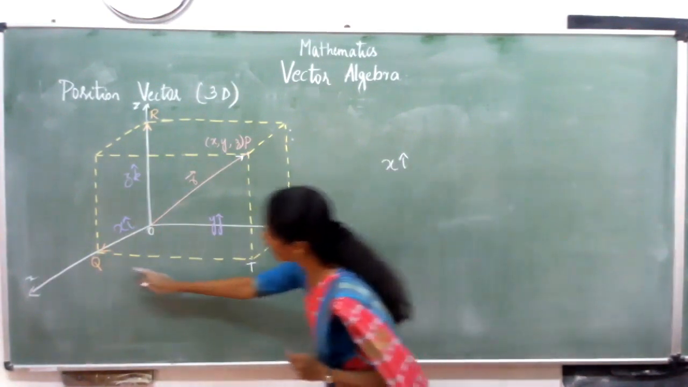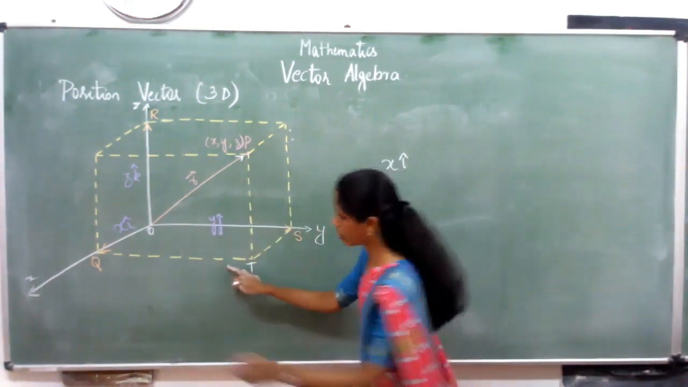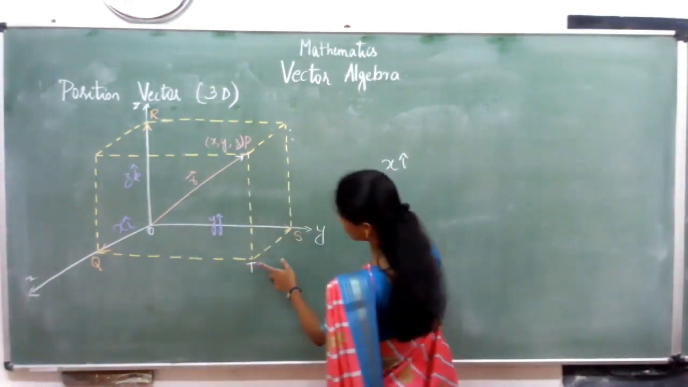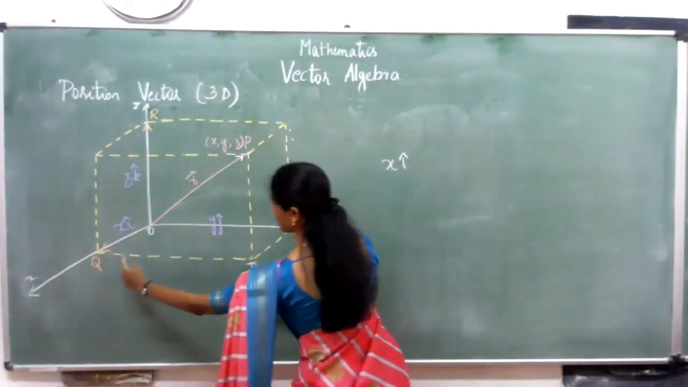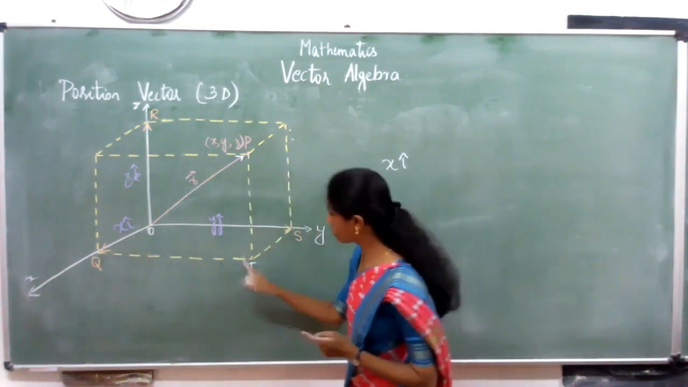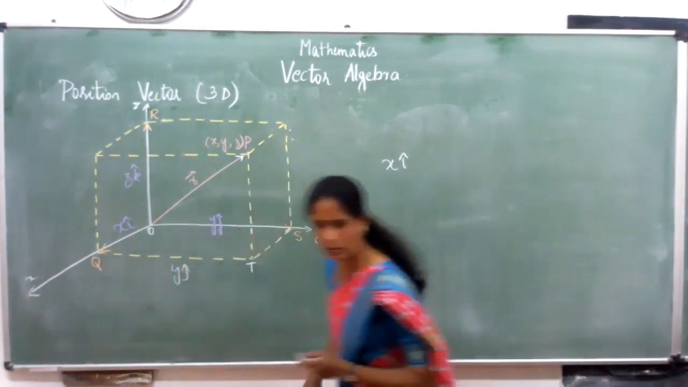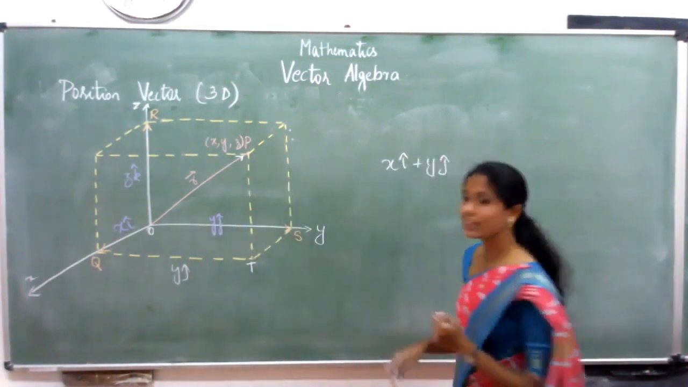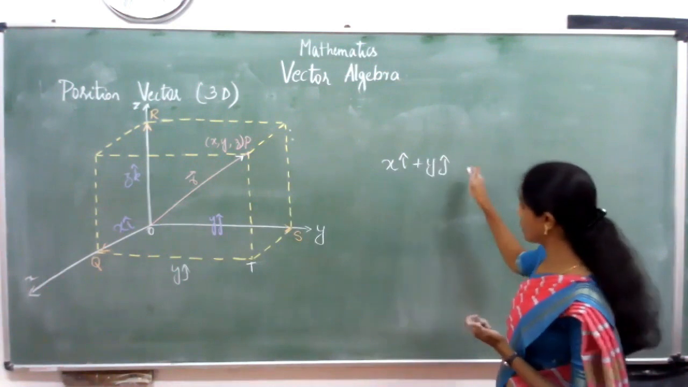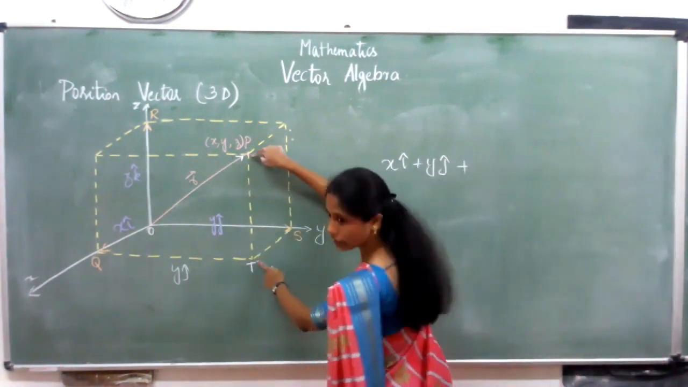Then after that, what did I do? I traveled a distance of y units. So from here, I traveled a distance of y units. You can see this and this are the same; they are parallel and equal. So I can write this as y into j cap. So next I have traveled a distance of y units in the direction of the y axis, so j cap. Next, plus, from here to here I need to reach.